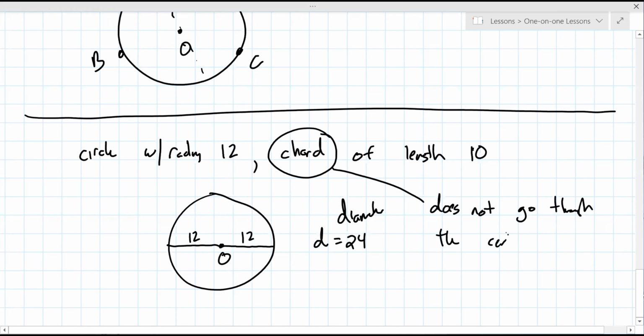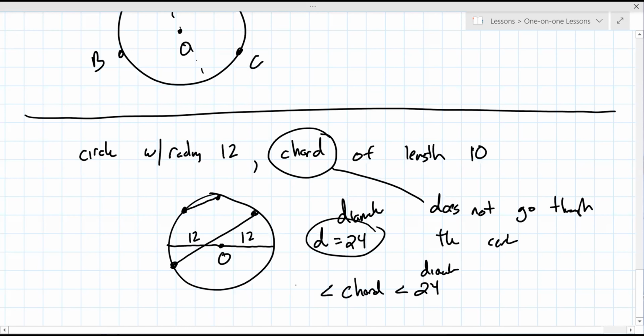So what's interesting about a chord is that it can never be as big as a diameter. So this is a chord. Yeah, that's what I drew. And so is that one. If you don't quite go through the center, the biggest the chord can be is less than 24. It cannot be the diameter. The smallest, it can't be 0 either because it's got to touch the circle in 2 places. So it's somewhere in there.